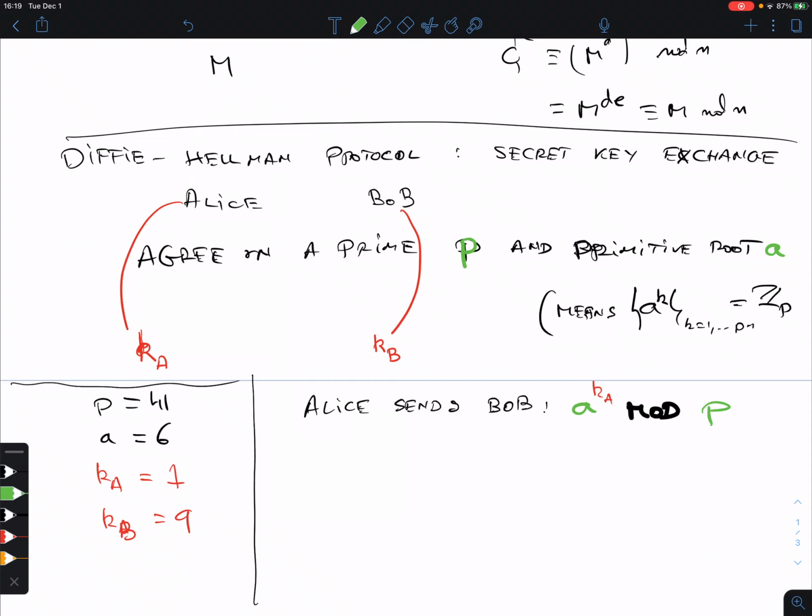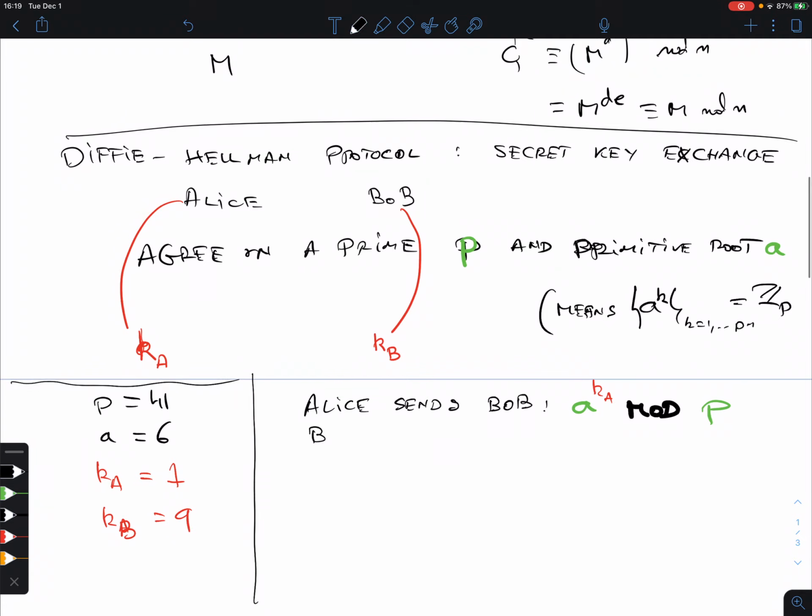Okay, A and P everybody knows, but the Ka nobody knows, not even Bob. But he now gets this thing, and everybody knows this. Everybody sees this. Not only Bob gets to see this A to the power Ka, but even Eve sees this, okay? Because this is all publicly done. And what does Bob do? Well, it's exactly the same thing, but of course he uses now, Bob sends Alice using his key.